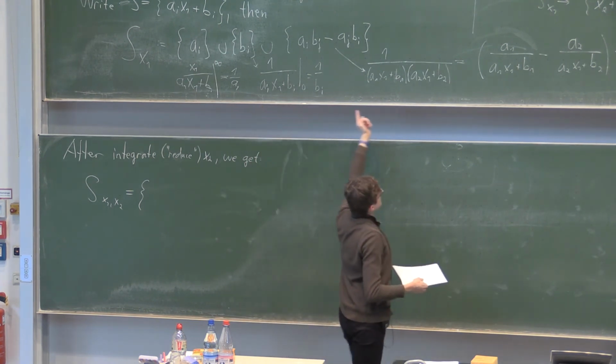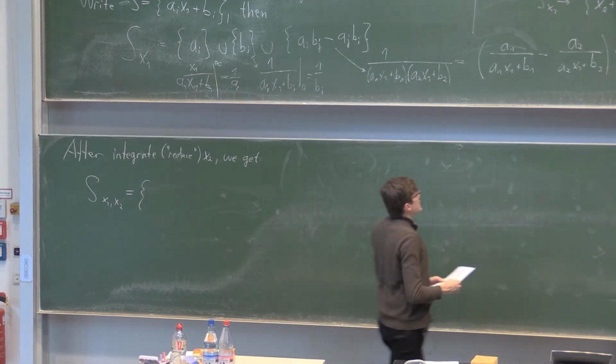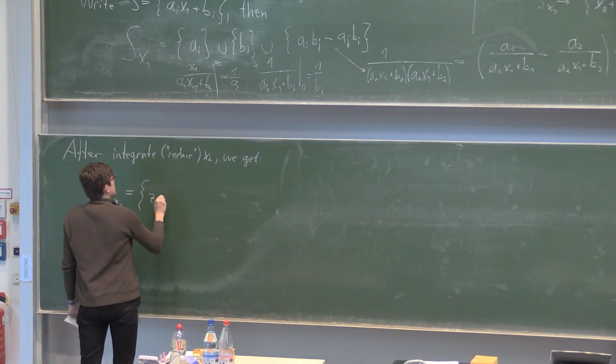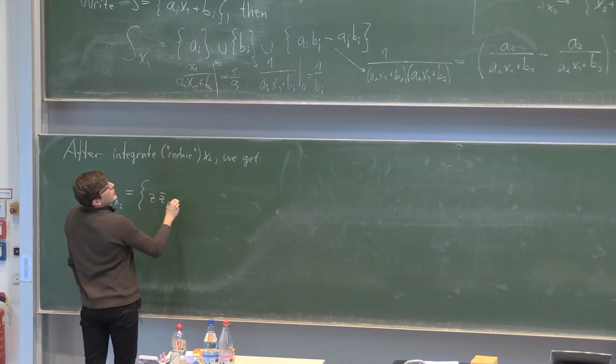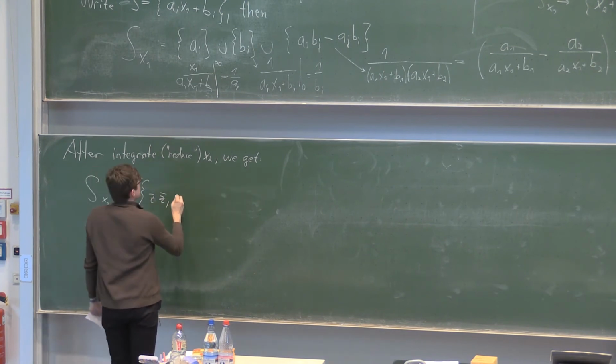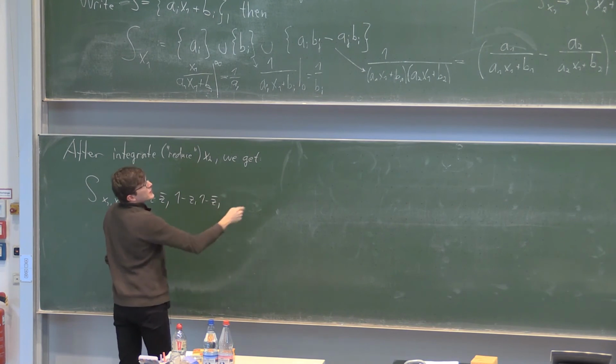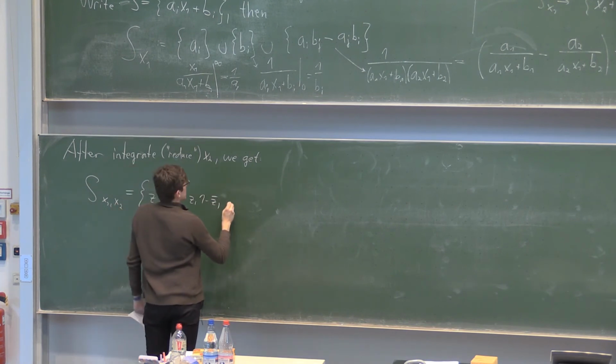Now we look at the b's. So what do we have to do? We have to set x2 to 0. Well, if you set x2 to 0, what do we get? We get z bar. We get a 1, which again we can forget about. Then we have 1 minus z bar. And then we have also z and z bar.